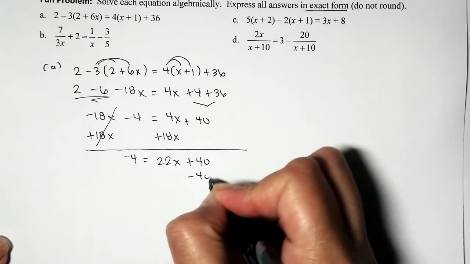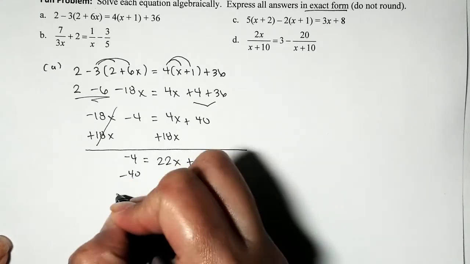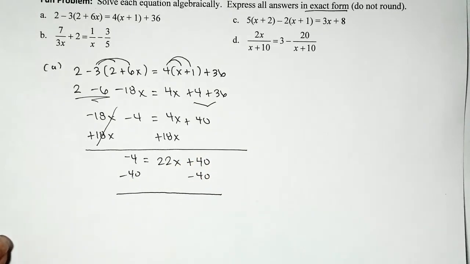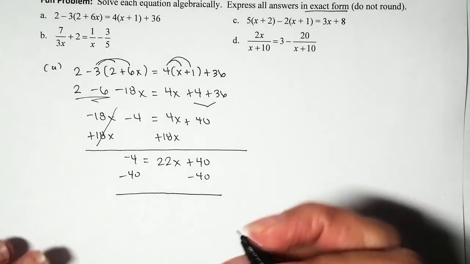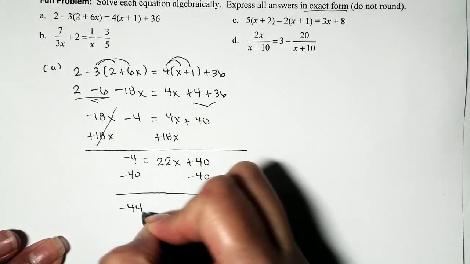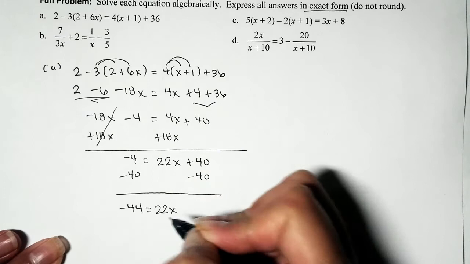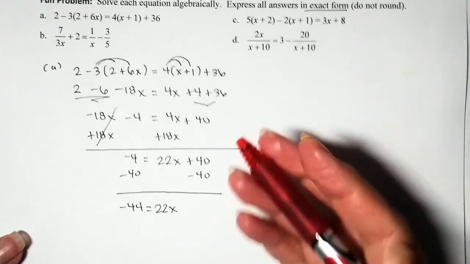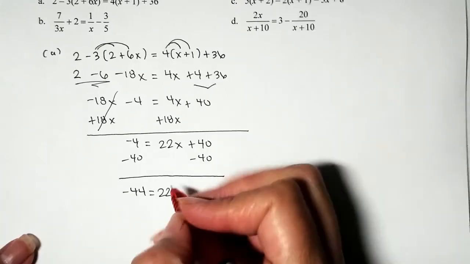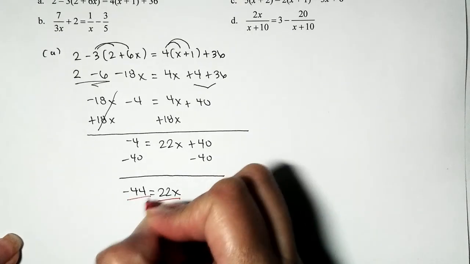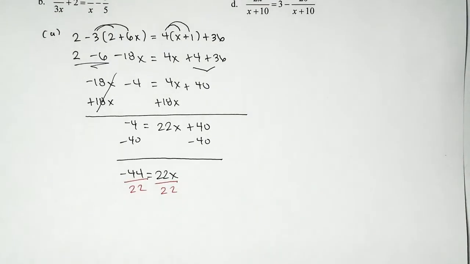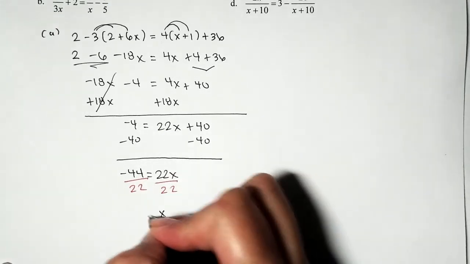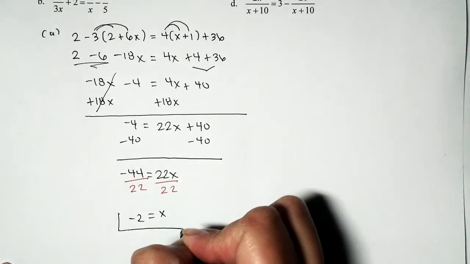So if you're not with the x, you gotta go. The opposite or undoing of addition is subtraction. So that's why we subtract 40 from both sides. And that will leave us with negative 44 is equal to 22x. For the grand finale, to get rid of the times 22, let's divide both sides by 22. And that will leave us with x equals, I believe, negative 2.